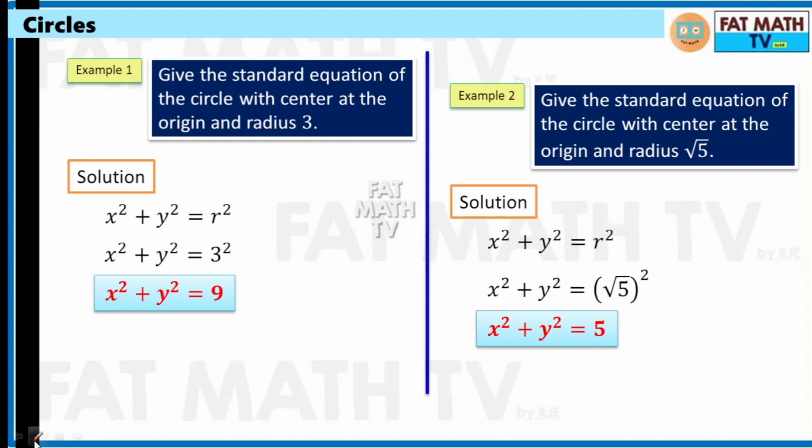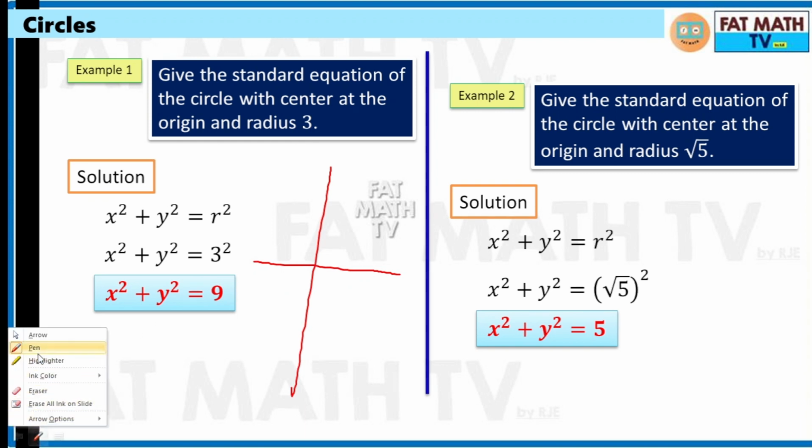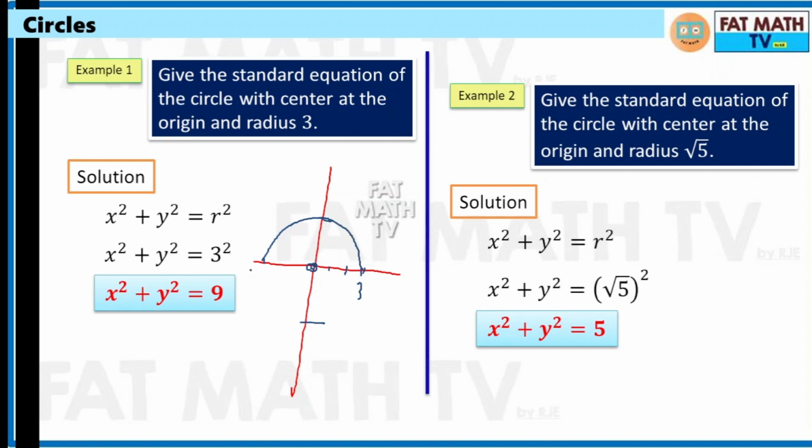If you illustrate this, for number 1, the center is at the origin. The center is here at (0, 0), and the radius is 3, somewhere here. So the circle is a circle with center at (0, 0) and radius 3. The circle looks like this.